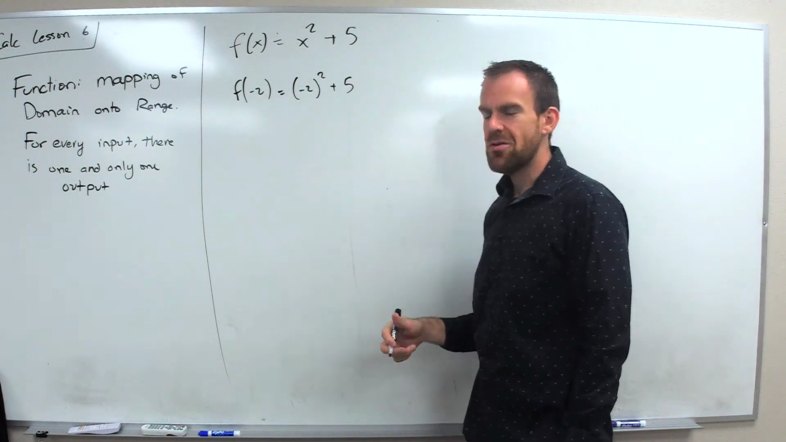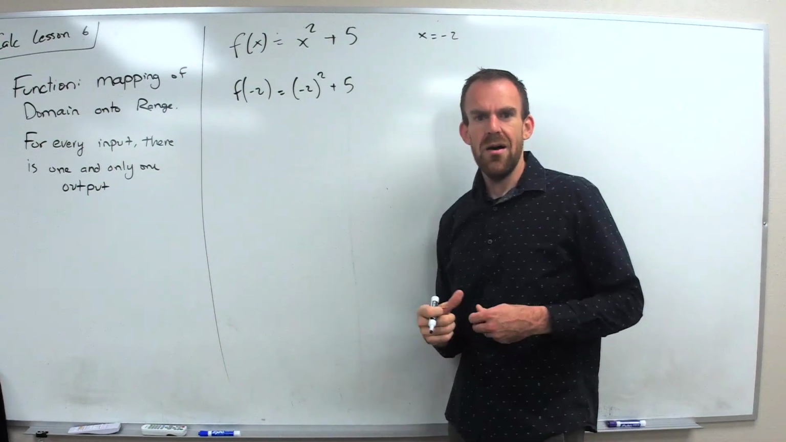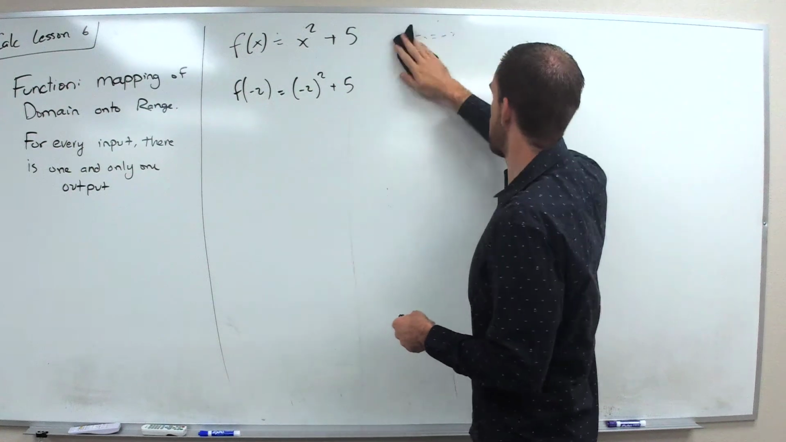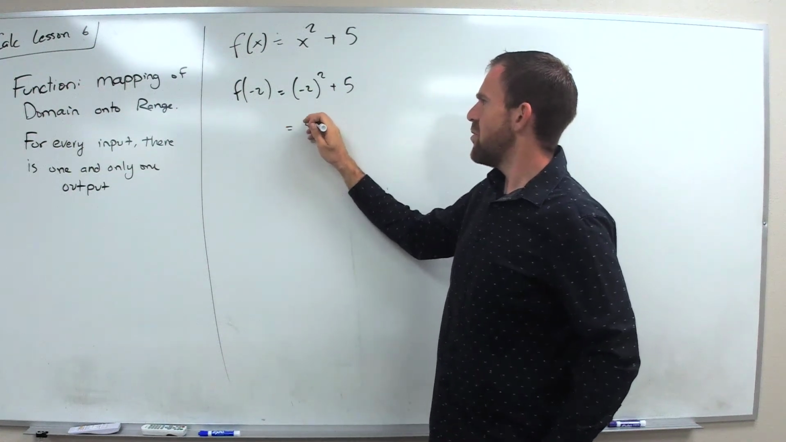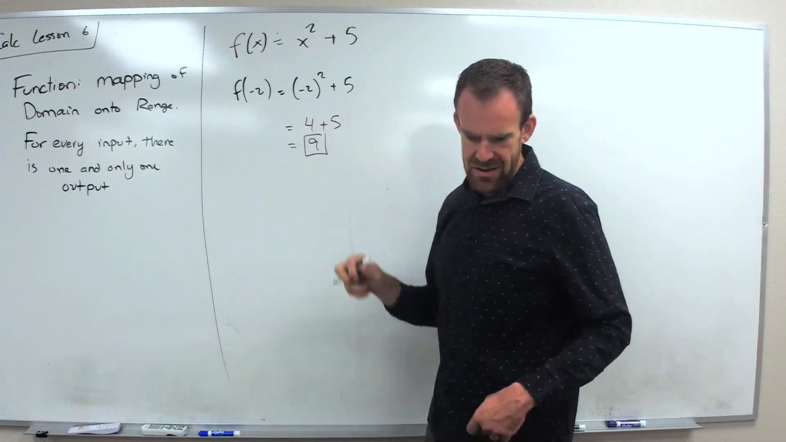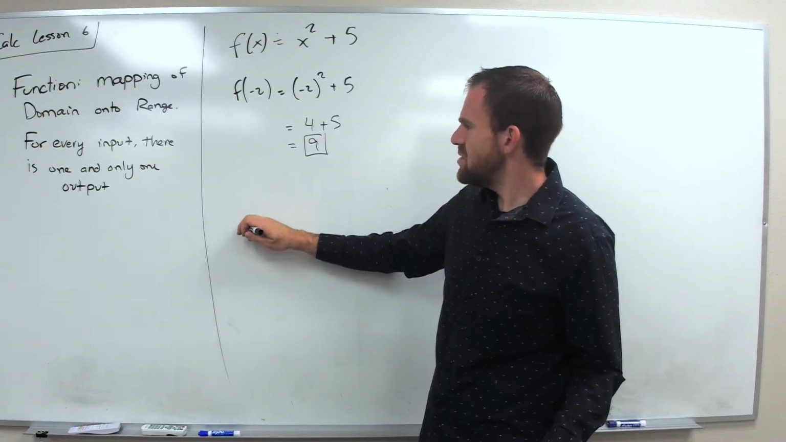In algebra, they would have written a question like this and then written x equals negative 2. We're doing the exact same thing. You're simply plugging in. So from there, negative 2 squared is 4 plus 5 is 9. I hope I got that one correct. I did. All right, next we have f of x plus 2.